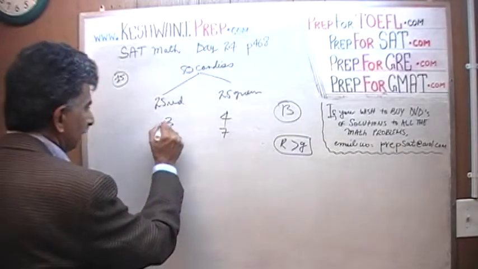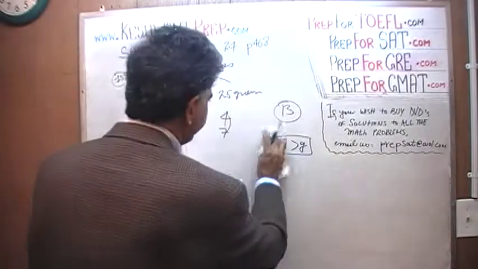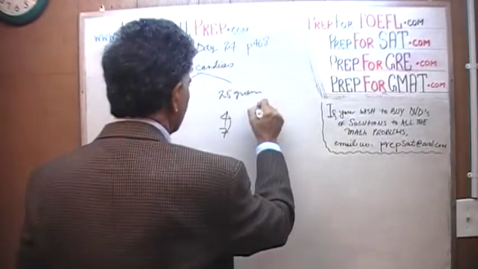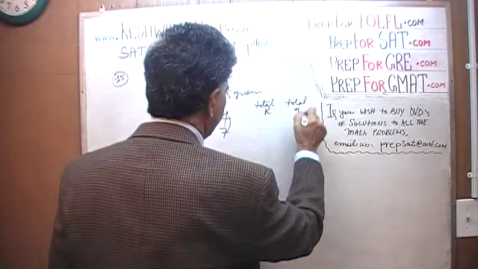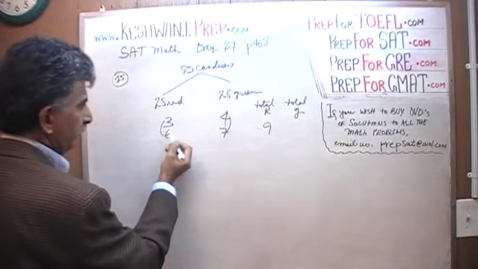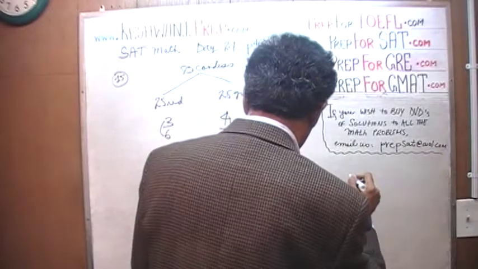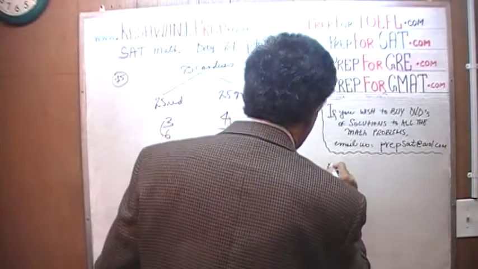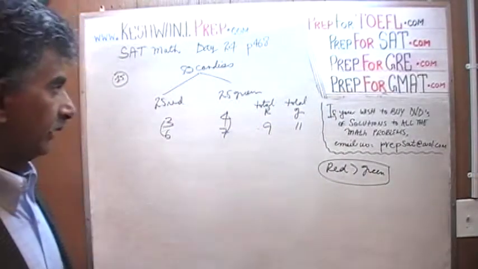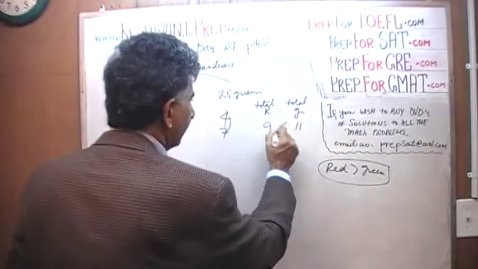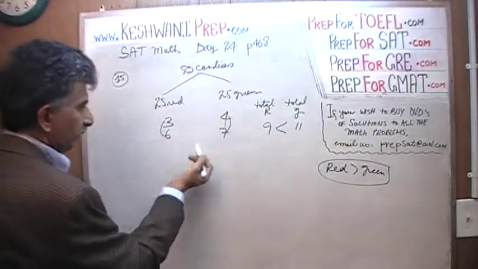If we did that, we'll have 9 altogether of these and 11 of these. Here's the total red and total green. We'll have 9 of the red one, as you can see, and 11 of the green one. And we are told that red has to be greater than green. That is not the case here. Red, we have only 9 of them, and we have 11 greens. So that doesn't work. Let's do the other way around.